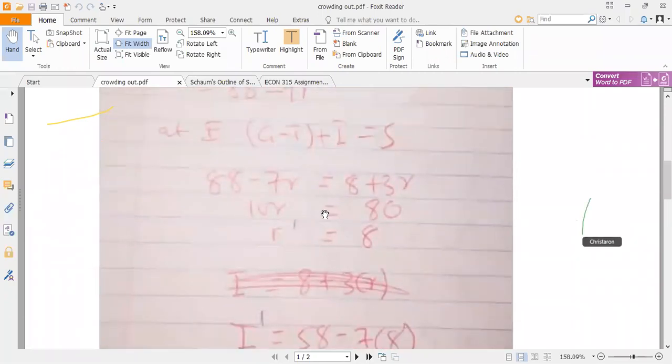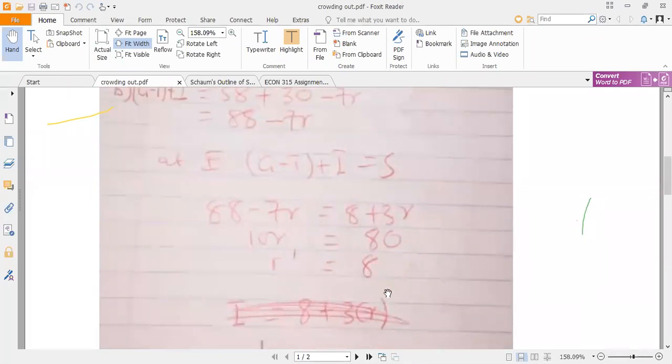Now they want us to calculate the crowding out. Know that the crowding out happens partly from private investment and then private consumption. So we are looking for the change in investment resulting from the change in government spending, and then the change in consumption resulting from the change in government spending. Okay, so now this is the new interest rate, 8.